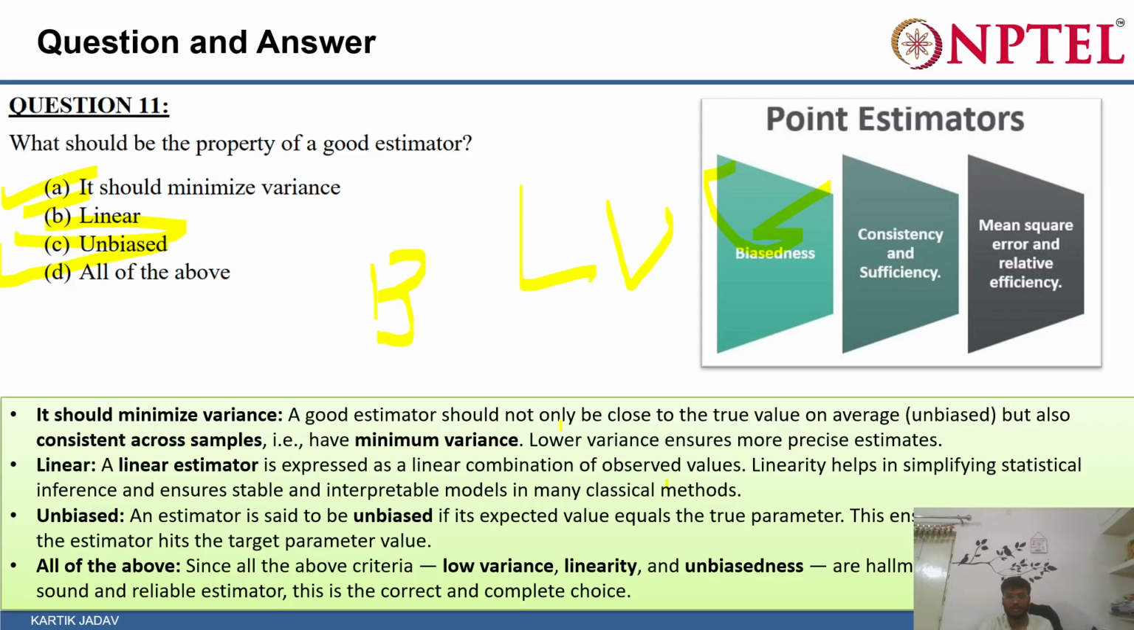Because a good estimator should not only be close to the true value on average, but also consistent across the sample and have a minimum variance. Lower variance ensures more precise estimates. A linear estimator is expressed as a linear combination of observed values, so linearity helps in simplifying statistical inference and ensures stable and interpretable models in many classical methods. An estimator is said to be unbiased if its expected value equals the true parameter, and this ensures that on average the estimator hits the target parameter value. So all of the above is the correct answer.